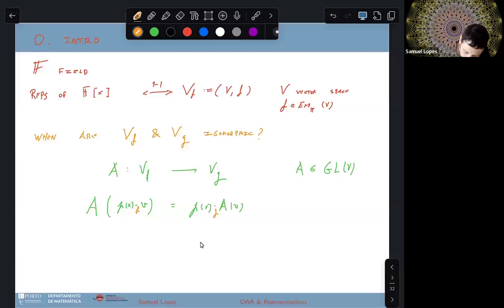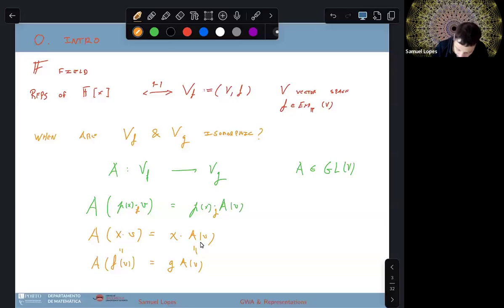Okay. Well, it's easy to see that it's enough to verify this for the variable x. And for the variable x, what I have here inside, remember I'm acting via f, so this is just A of f of v. And on the other side, I have x acting, but on the module VG, so that x is acting via g. This is g of A of v.